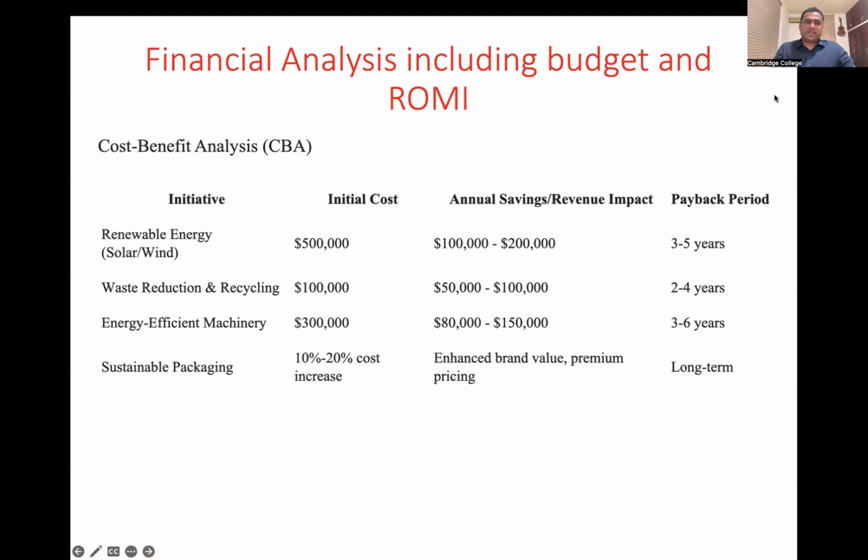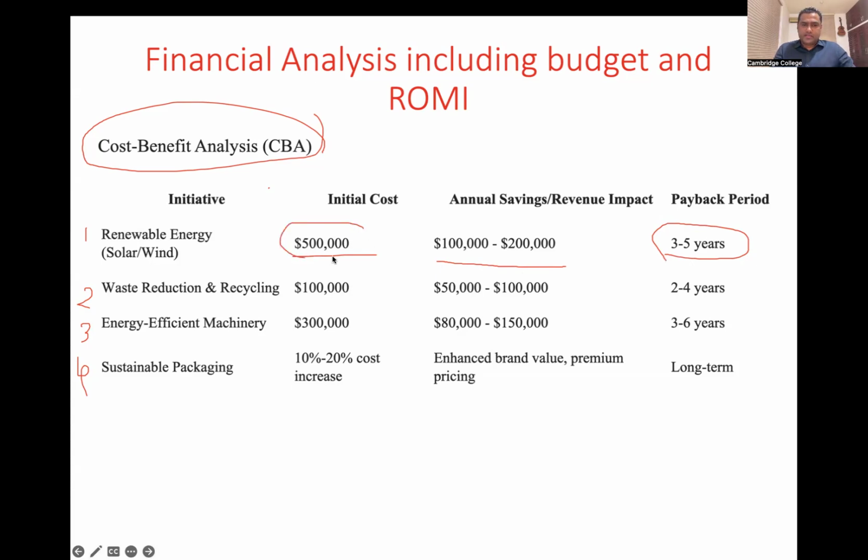So a basic budget will look something like this. Here's a cost benefit analysis where you'll have the initiatives on sustainability. So you can see the 4 initiatives here. The initial cost, for example, of renewable energy, solar and wind. What is the annual savings? What is the revenue impact? What is the payback period? How long will it take for you to break even? How long will you take to start having returns on your original investment?